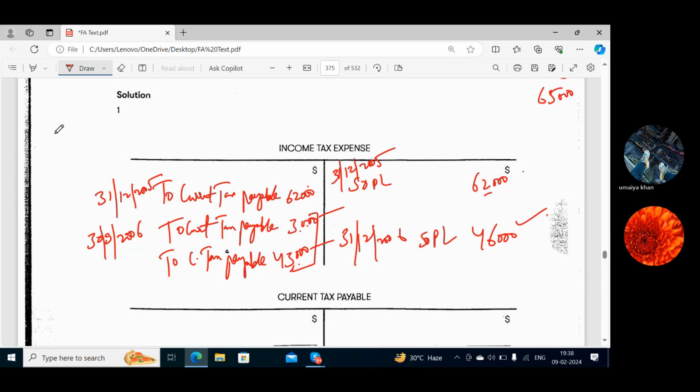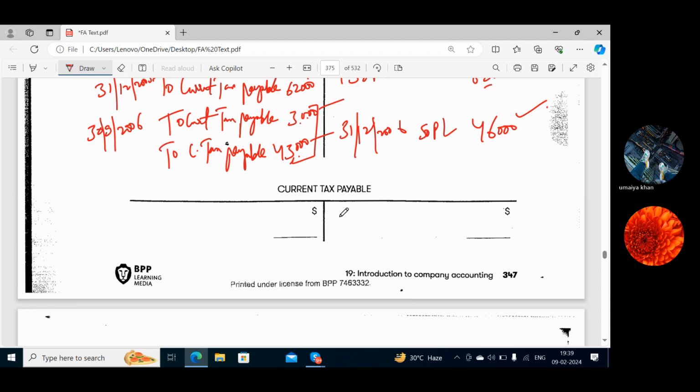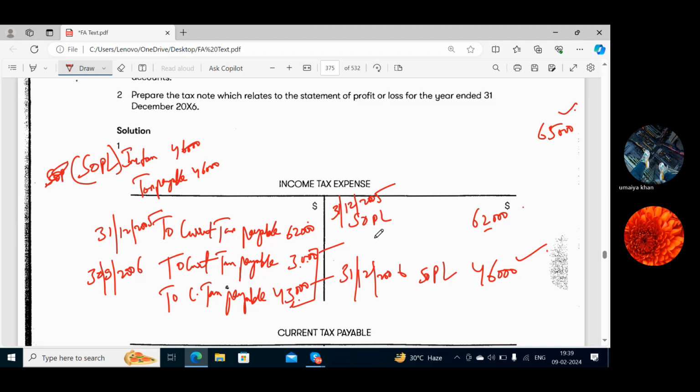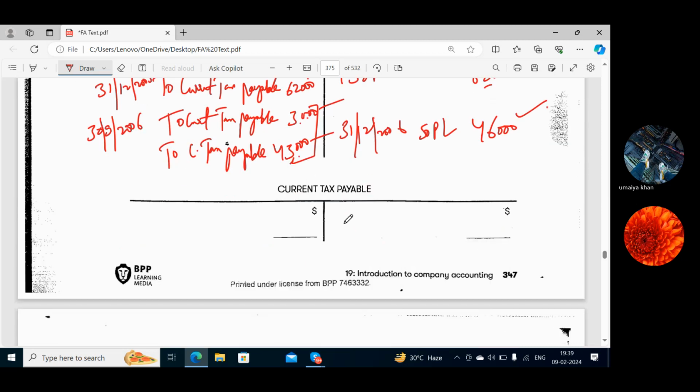So year 2006 entry would be SOPL, that is SOPL income tax expense. I'll write this in bracket 46,000, and to tax payable it will be 46,000. Okay, next. Then we will be also putting the things in the current tax payable. So whatever we wrote in the debit of this will be going in the credit of current tax payable. How? Like here we wrote, right? Income tax expense to current tax payable. In current tax payable by income tax, correct or wrong?